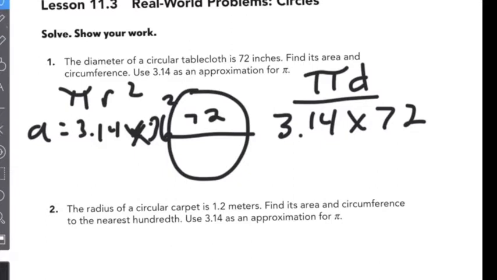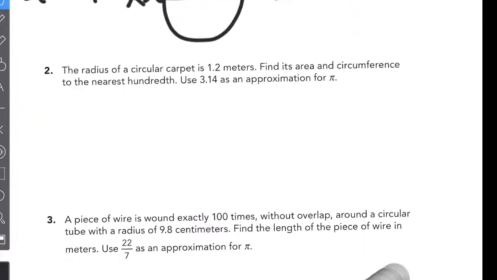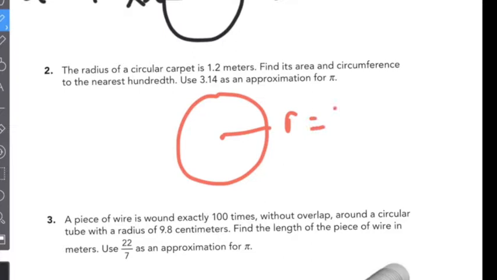Okay, next one. The radius of a circular carpet is 1.2. Find the area and circumference again. So I'm just going to draw a picture. This is, again, very easy. And this is the radius, and the radius equals 1.2. So you could figure that out based on our formulas from above. The only difference is circumference would be 2 pi r because you need to double the radius.